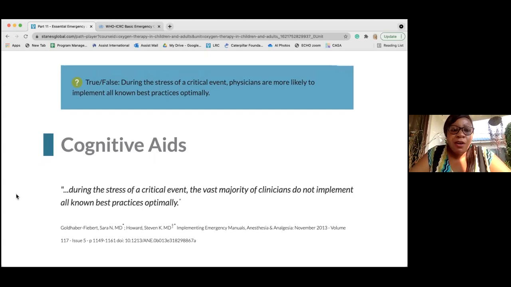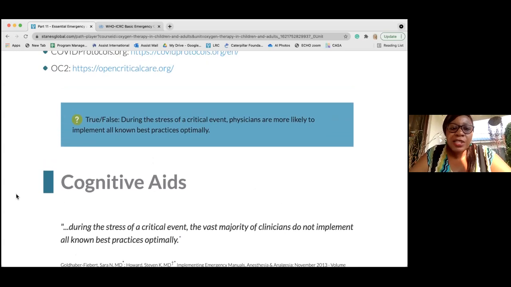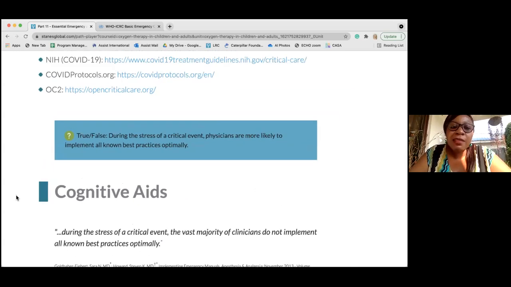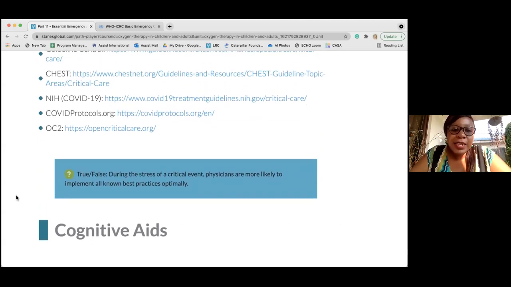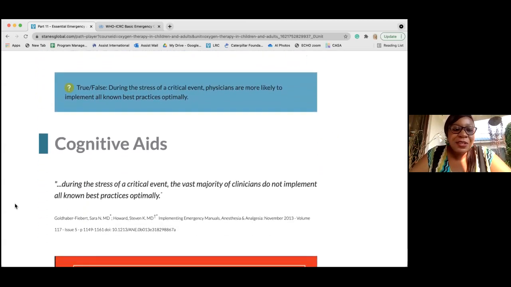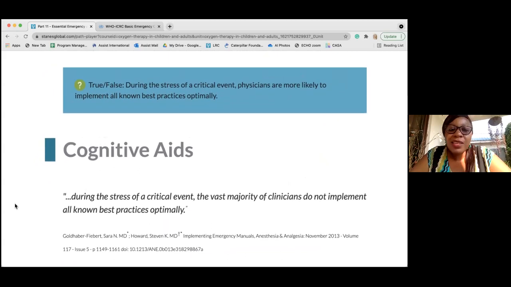The last prong in the care of a critically ill patient is cognitive aids. As stated above, during the stress of a critical event, the vast majority of us clinicians don't implement the best practices optimally because we're under stress, so we make a lot of mistakes. So cognitive aids will help us to give the appropriate care. Sarah, please scroll down.